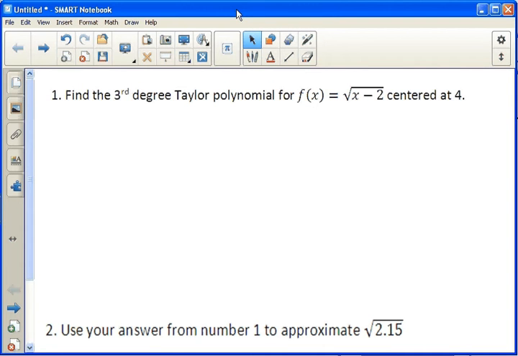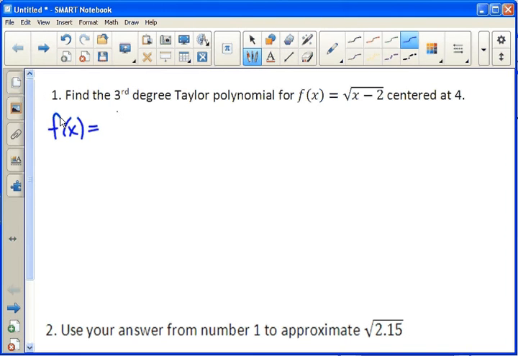Question number 1. Find the third degree Taylor polynomial for f of x equals the square root of x minus 2 centered at 4. Third degree means we need to find the third derivative. So I'm going to start by rewriting the original function as (x minus 2) to the 1/2.